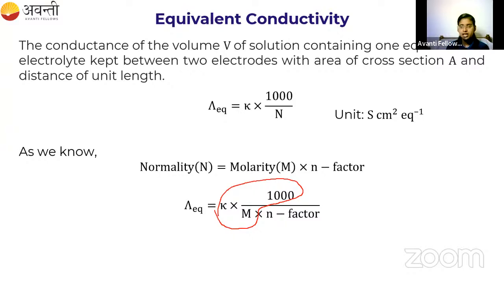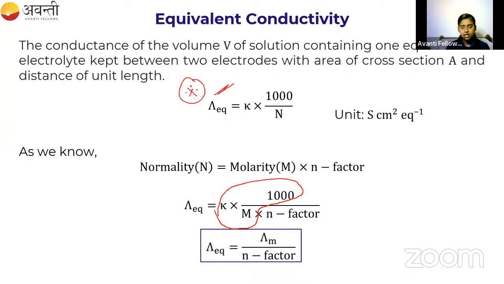It is the molar conductivity formula. So instead of that whole term, kappa into 1000 by M, we can substitute lambda M divided by N factor. Lambda M divided by N factor is nothing but lambda eq. Here you have to concentrate on the definition and the first formula and the last formula. Among these two formulas, the first formula is very, very important. Clear for all of you?